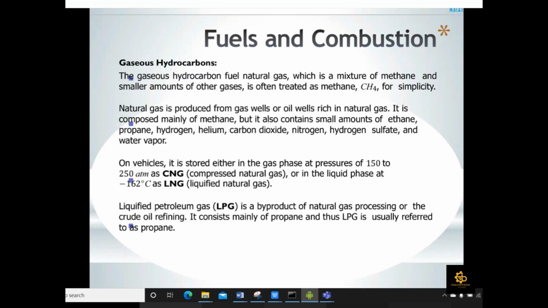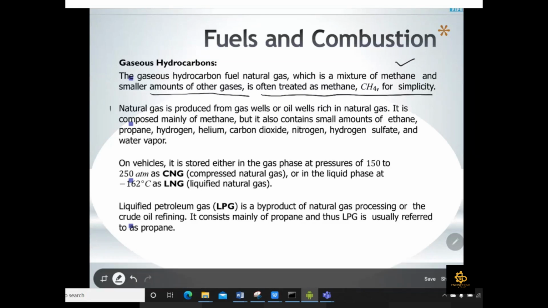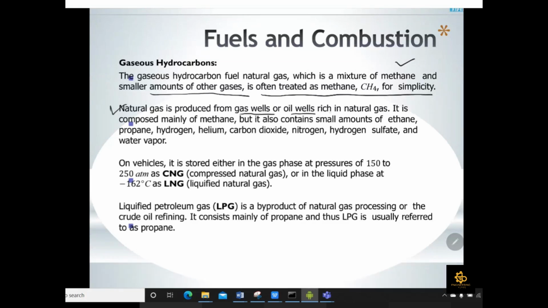Now coming to the third type of hydrocarbon, which is gaseous fuel. Gaseous fuel is also used in our internal combustion engines. The gaseous hydrocarbon is in the form of natural gas, which is a mixture of methane and smaller amounts of other gases, and is often treated as methane, CH4, for simplicity. Natural gas is produced from gas wells or oil wells rich in natural gas. It is composed mainly of methane, but it also contains small amounts of ethane, propane, hydrogen, helium, carbon dioxide, nitrogen, hydrogen sulfide, and water vapor.